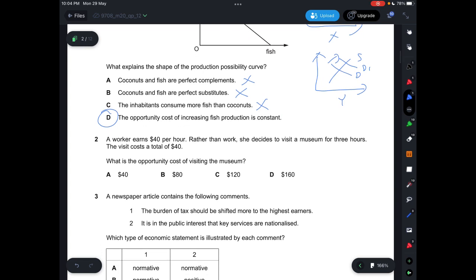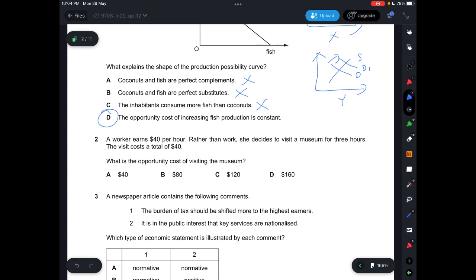Question 2. A worker earns $40 per hour. Rather than work, she decides to visit a museum for 3 hours. The visit costs a total of $40. What is the opportunity cost of visiting the museum? Since we are discussing opportunity cost, there's only one thing that we need to keep as a variable, and all the others must remain constant. So that will be the price. Instead of going to work, she decides to go to a museum for 3 hours, and the visit costs a total of $40. So the variable here will be the price.